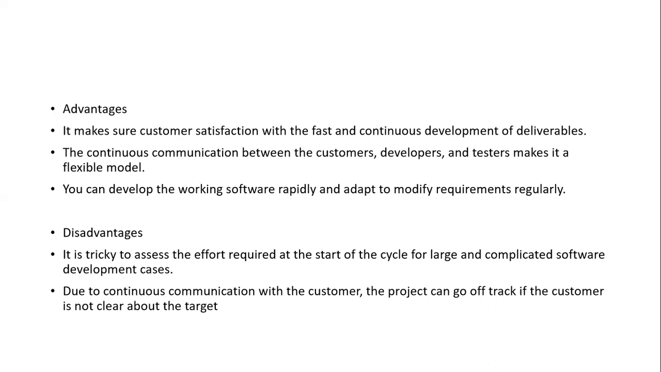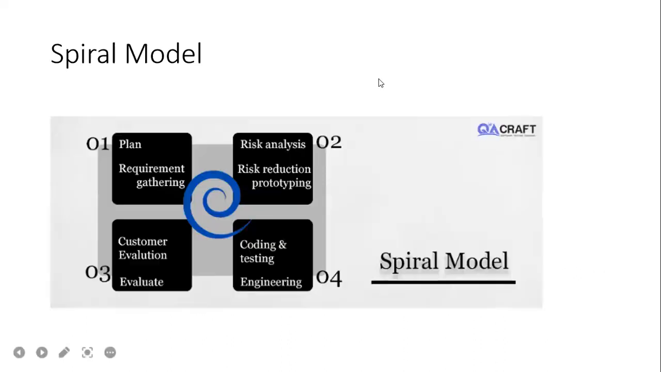The next disadvantage of this agile model is due to continuous communication with the client. As there are changes in the requirement, there will be continuous communication with the client, so the project tracking may go off track, and the customer will not get a clear idea about the target to be achieved, like in how many days that requirement gets completed. So these are the two disadvantages of the agile model, which were not there in the waterfall model actually.